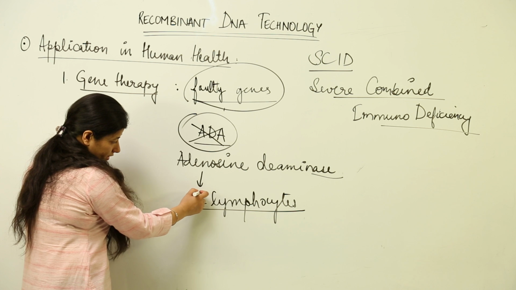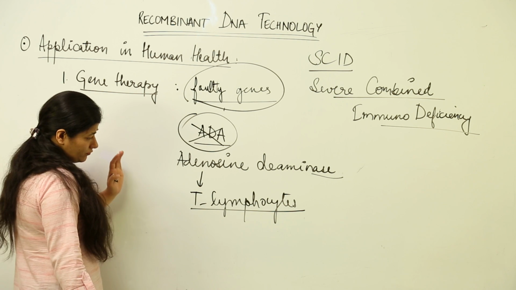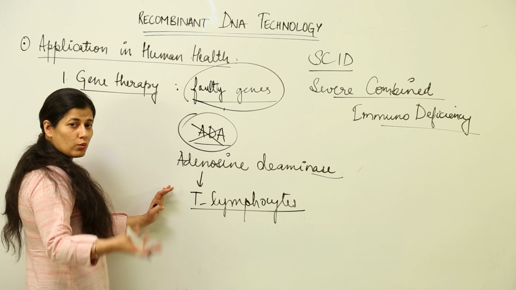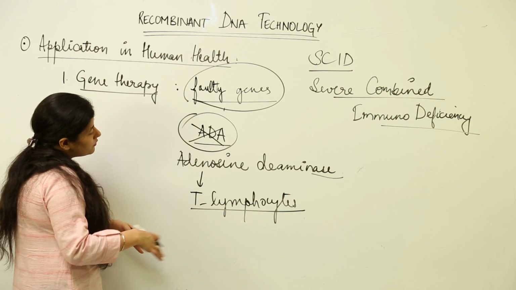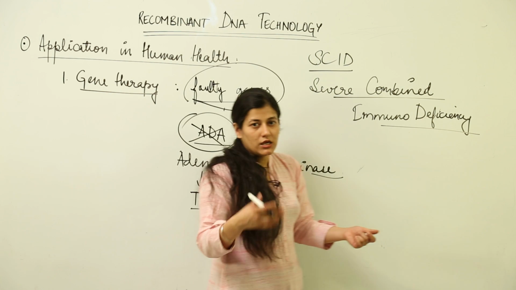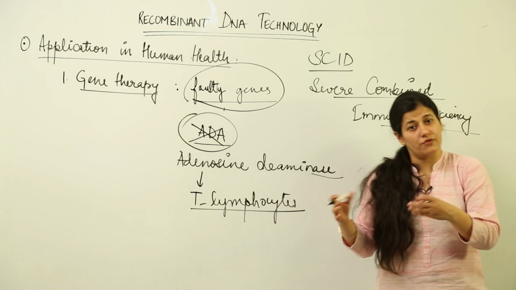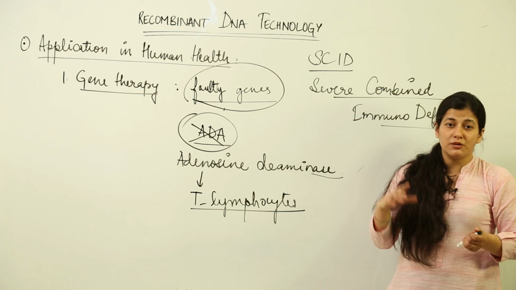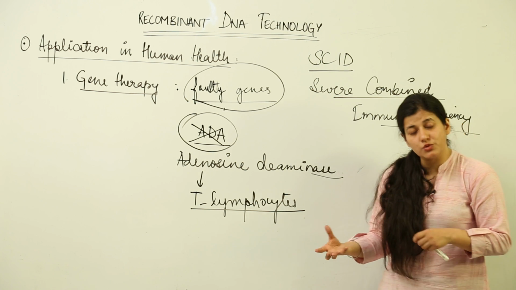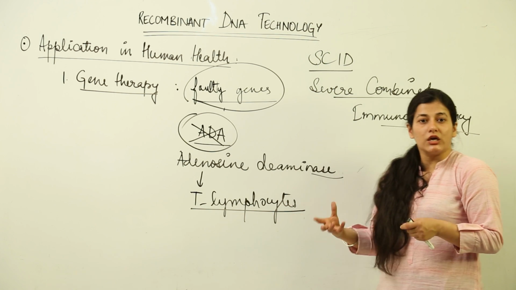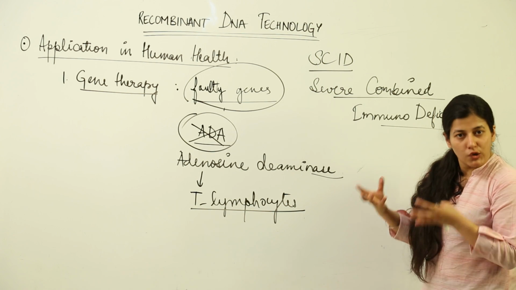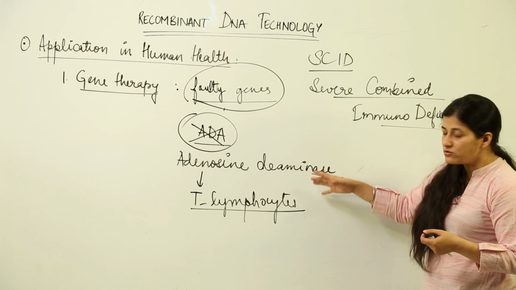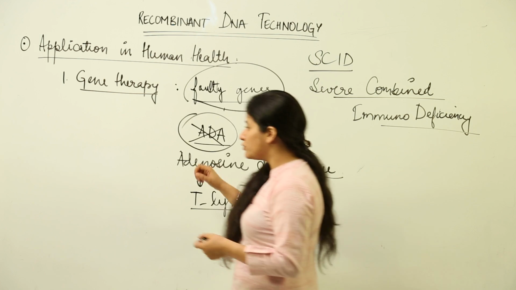These T lymphocytes are a very important class of immune cells which are responsible for telling the body what is self and what is non-self. If the body is not able to recognize whether the pathogen is self or non-self, how can it give any sort of immune response? And when the immune response is not there, you can very well imagine the condition of the patient. He or she would be suffering a lot because of a deficient immune system.